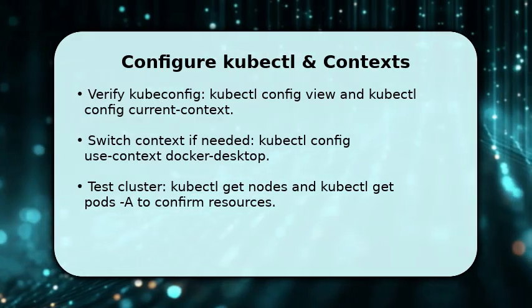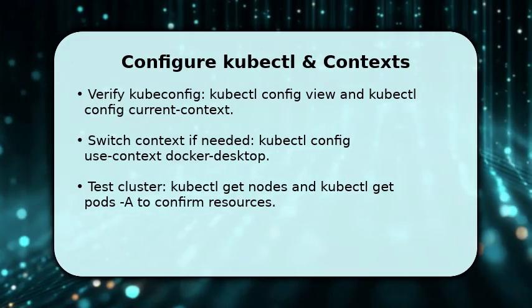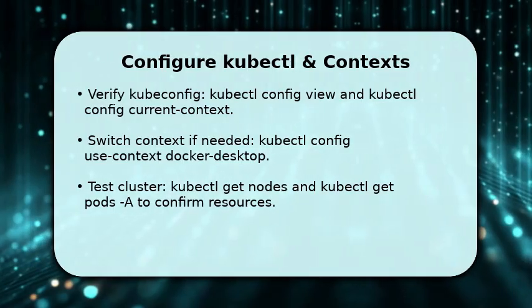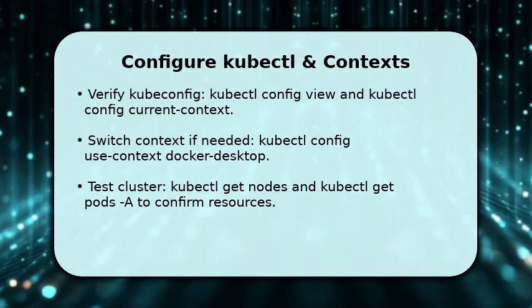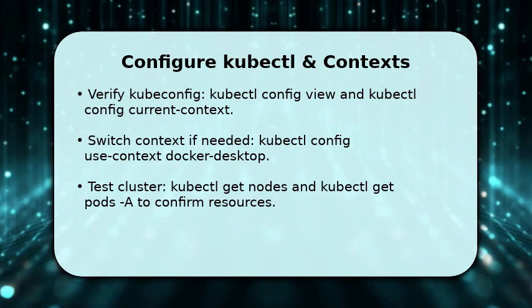Once set, test connectivity by running kubectl get nodes to see the single node and kubectl get pods to inspect system pods. If system pods are initializing, wait. Many services take a minute. These checks ensure manifests and Helm charts target the right cluster.